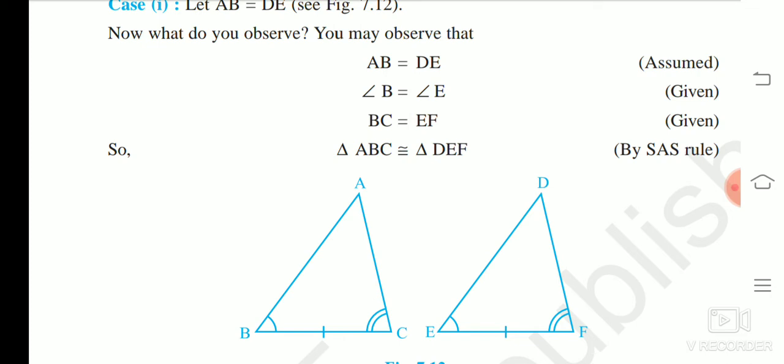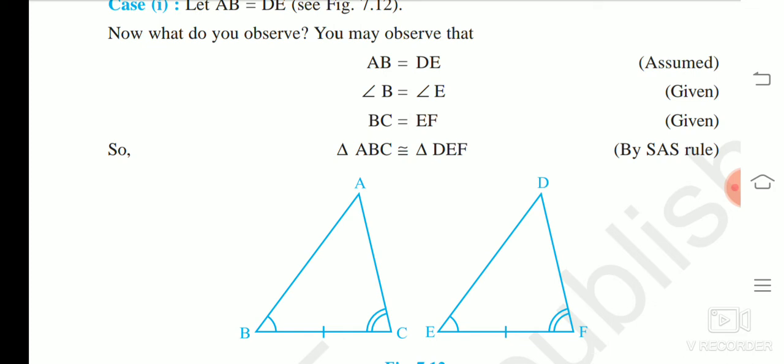For the equal case, first AB equal to DE. Next, angle B equal to angle E. Next, BC equal to EF. We consider AB equal to DE, and also in between the two sides, one angle, that is AB and BC with angle B in between, and DE and EF with angle E in between, are equal. So by the SAS congruence criteria, these two triangles are congruent.